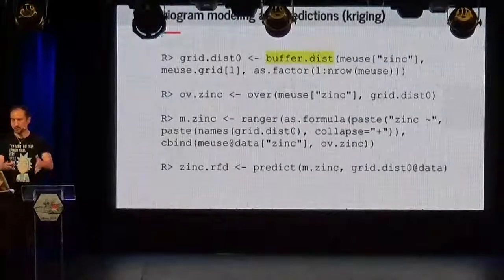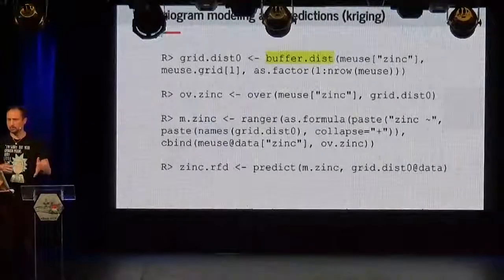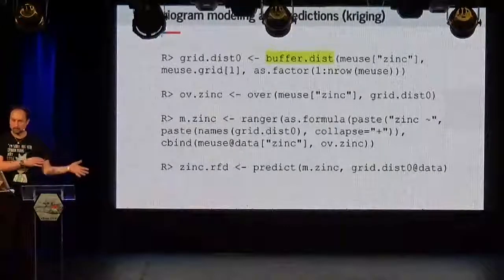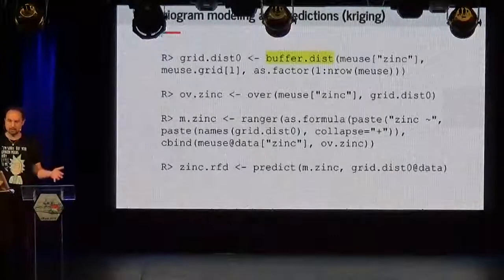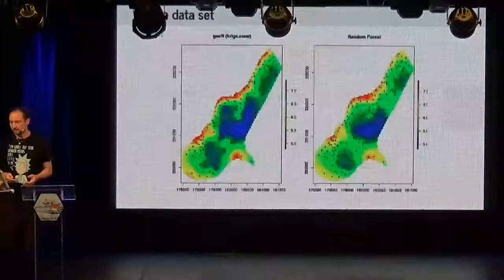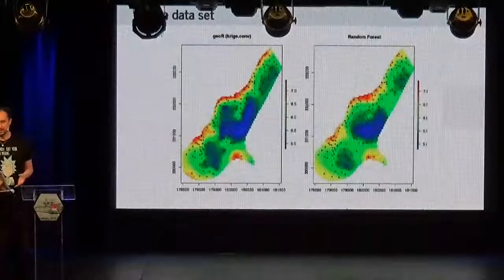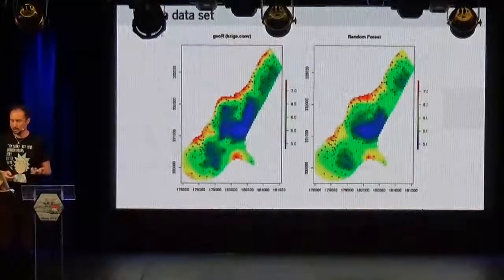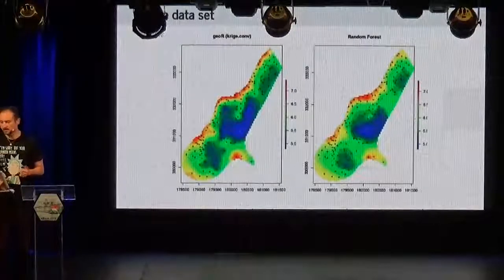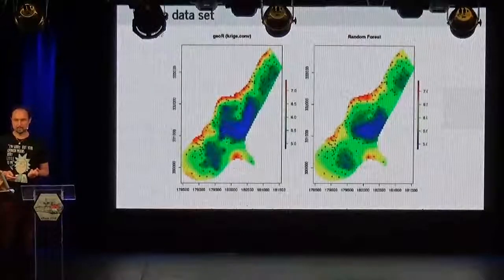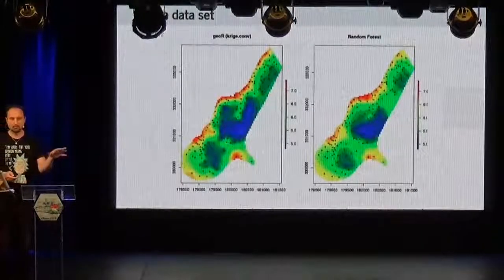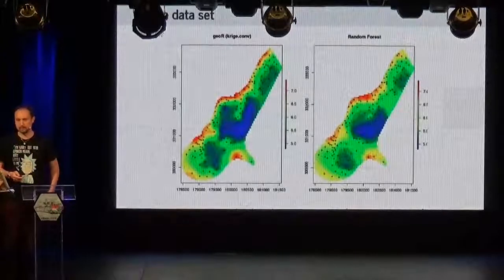So this is a comparison now to kriging. Instead of doing kriging, I just calculate the distances, then I overlay points and distances, fit a random forest model, and then do prediction. It's actually very simple, and this is the result. On the left, you see ordinary kriging in GSIF, so state-of-the-art model-based geostatistics. On the right, you see random forest. Only geographical distances: there are no other maps or DEM or remote sensing data, just geographical distances.